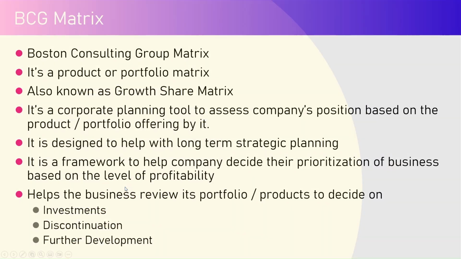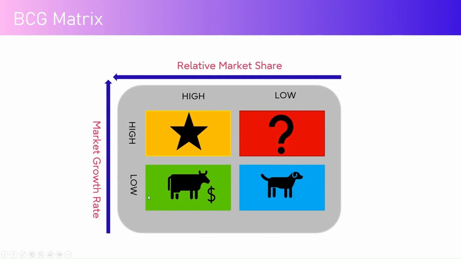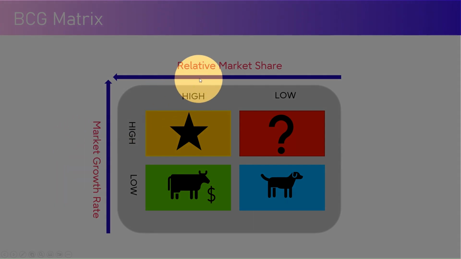Now, how does this BCG matrix look? If I go to the next slide, this is how the BCG matrix looks. To explain this visual, on the left-hand side the y-axis is the market growth rate, and on the x-axis is the relative market share, all coinciding at this point. Now this is a high point.